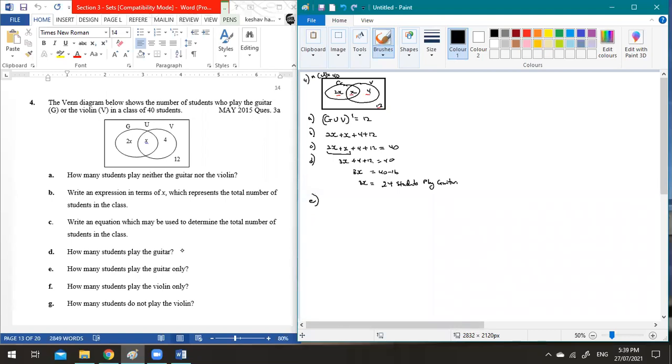How many students play the guitar only? Now, guitar only, remember the notation for it is G intersect V prime. All right, so guitar only would be 24, which is the whole group, minus the middle. Now, how do we find the middle students?